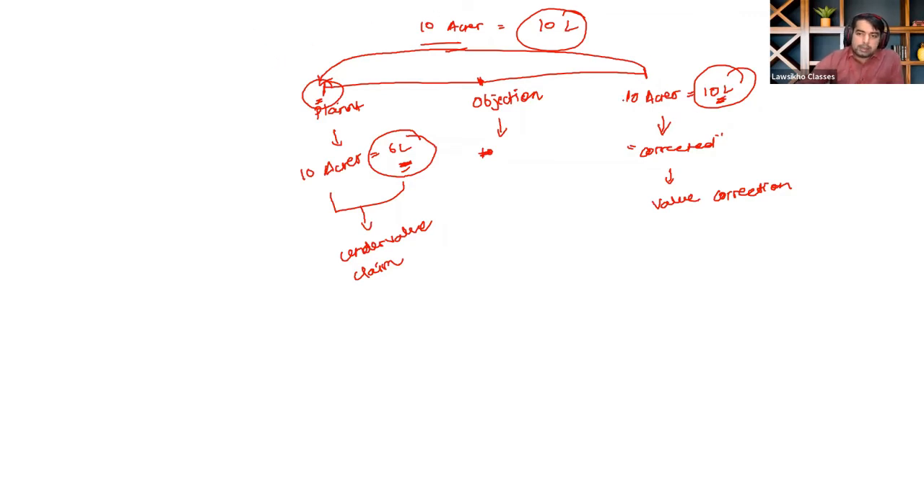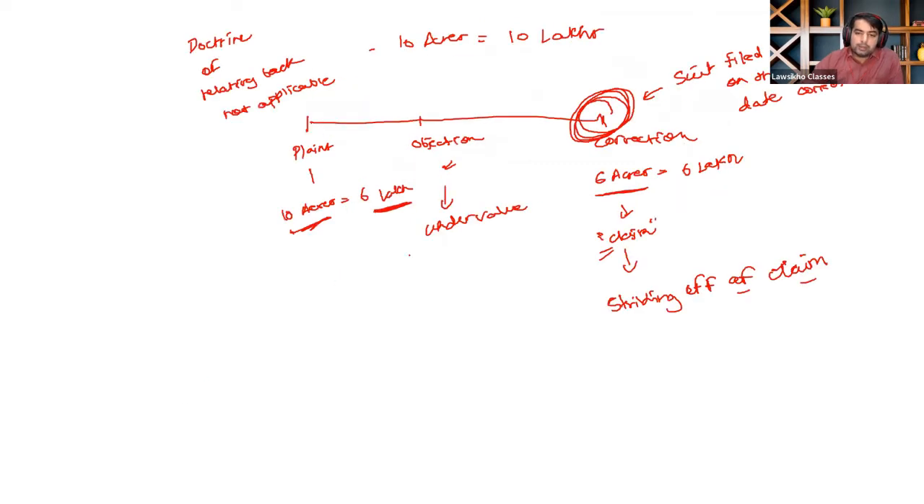But if he makes the change in subject matter itself, if he strikes off the claim for subject matter itself, अब 10 एकड़ मांगने के जगह उसने 6 एकड़ मांग ली, तो in that case you will say that the suit is filed on the date of correction, not on the date when the plaint is filed, and relating back will not apply. अब clear है?